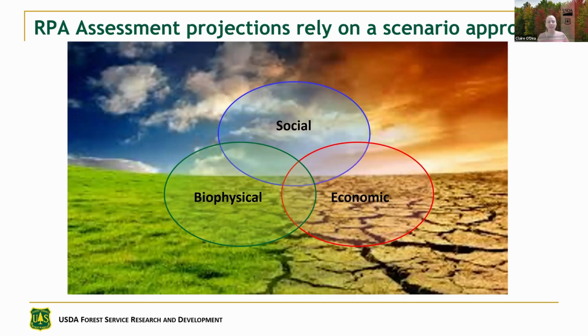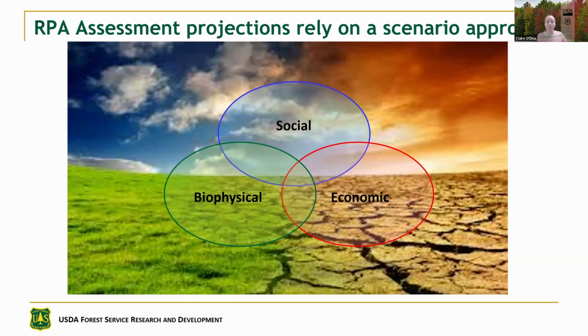The RPA assessment relies on a scenario approach for making projections because it's really hard to say exactly what the world will be like in 50 years. But by running our analyses for many different possible future scenarios, we can create the boundaries within which our future is likely to fall. And this can enable us to examine the best and worst case scenarios, the outcomes predicted by a majority of the scenarios, or in some cases to take the average of the projections.